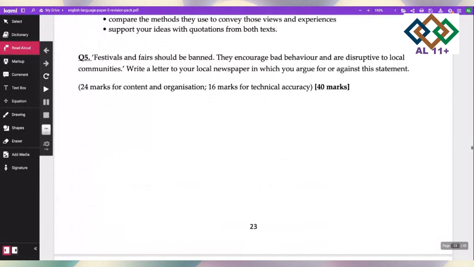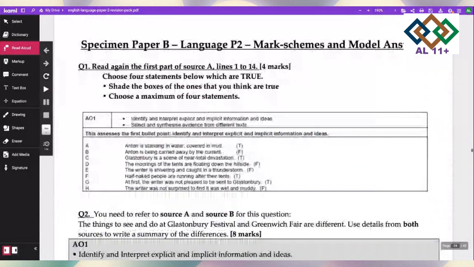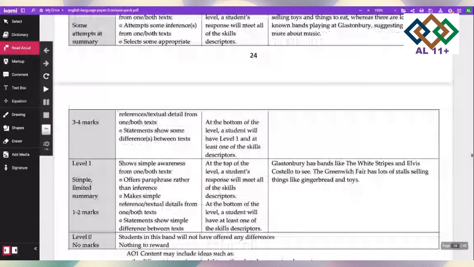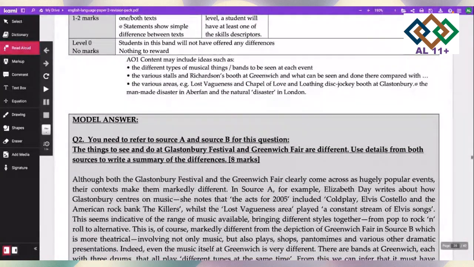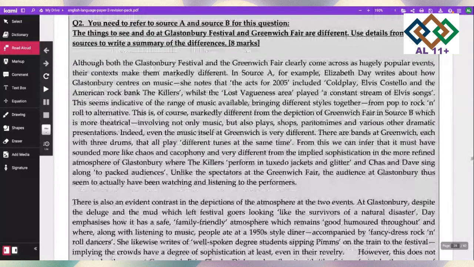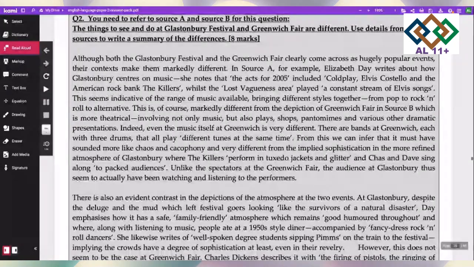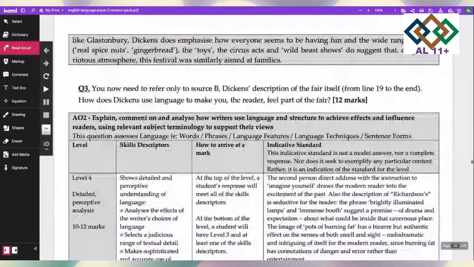In this, they want you to write to the local newspaper. And again, they have attached the marking scheme for you to have a look at and see what you could write in this. Remember to include whatever they have told you in the marking scheme. And again, they have a model answer for you to see what you have not included in your answers. Always stick to what they're asking you in the answers.